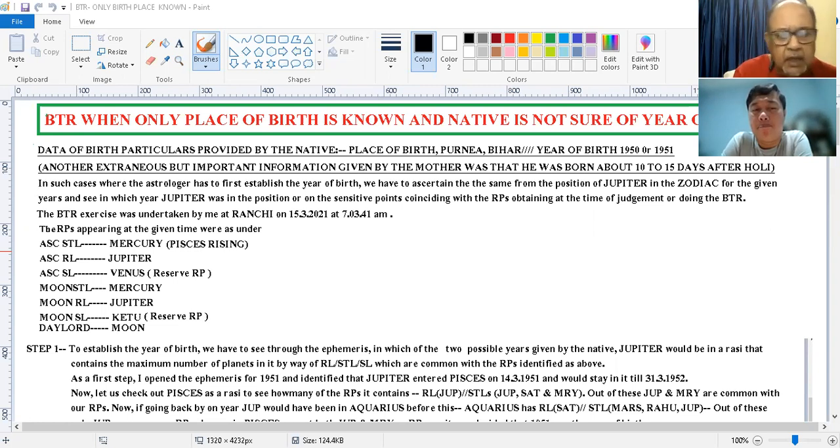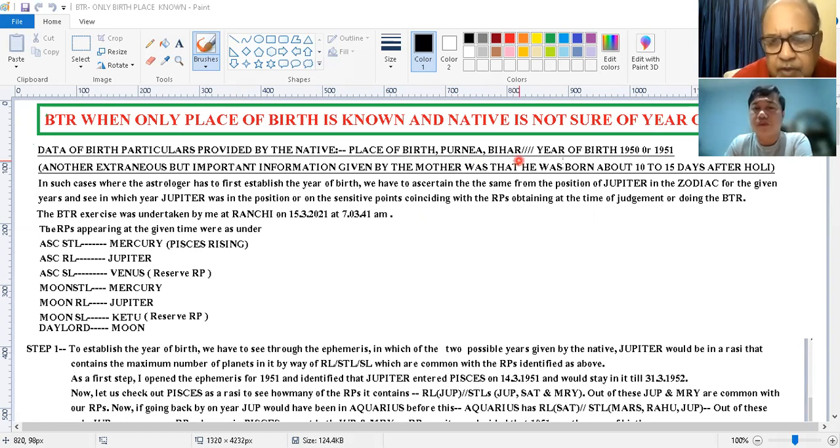So this is a case where this gentleman came to me and he only knew his time and place of birth. The rest of the things I have written. Now, date of birth particulars provided by the native. Place of birth is Purnia, Bihar, a place in India.